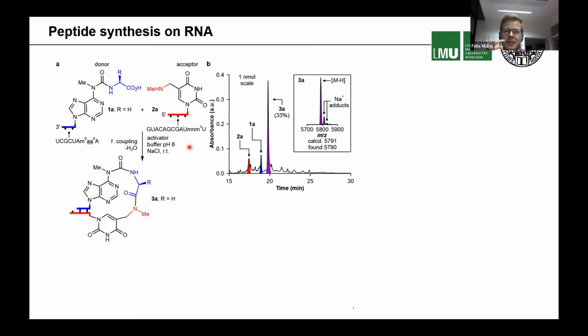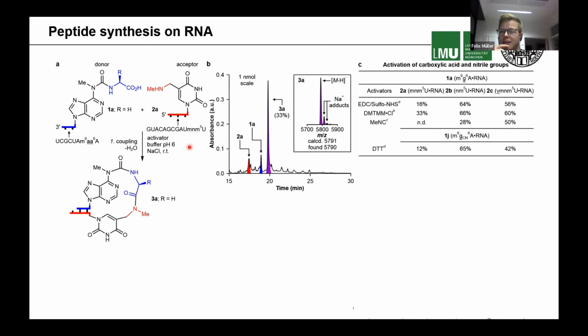Therefore, we have tested a variety of activators. First, we have tested some chemical activators such as EDC sulfonate or DMTMM, but also some prebiotically plausible activators such as methyl isonitrile, or DTT in the case of using the aminonitrile derivative over here, and we could see product formation with all of these activators.